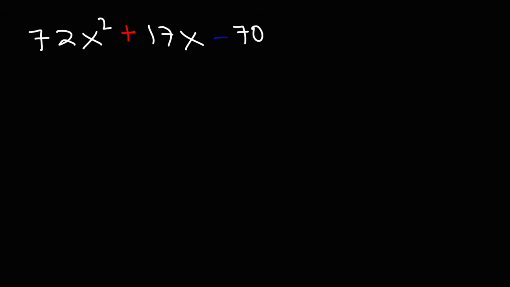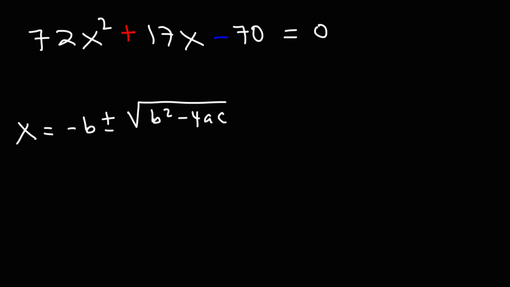And it involves using the quadratic formula. Let's set this equal to 0. Let's begin by writing the quadratic formula. It's equal to negative b plus or minus the square root of b squared minus 4ac divided by 2a. A is the leading coefficient, 72. B is the number in front of x. C is the constant term.